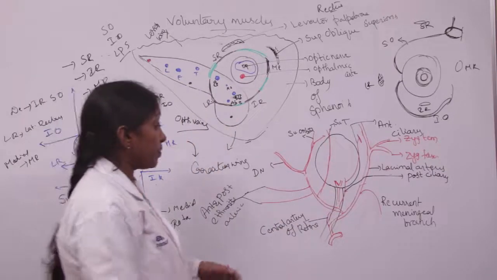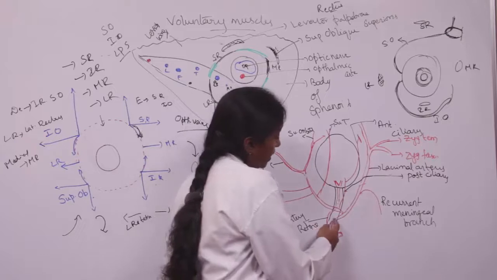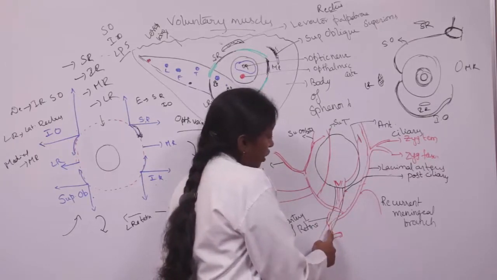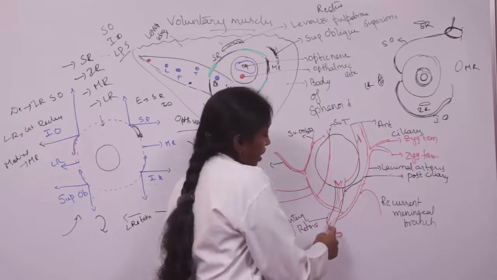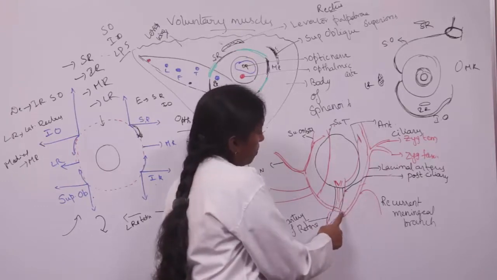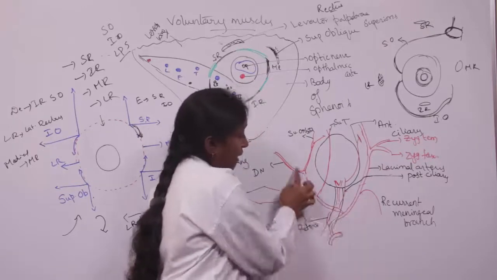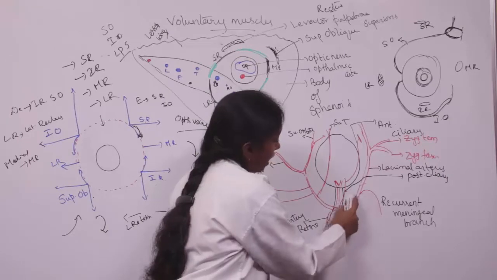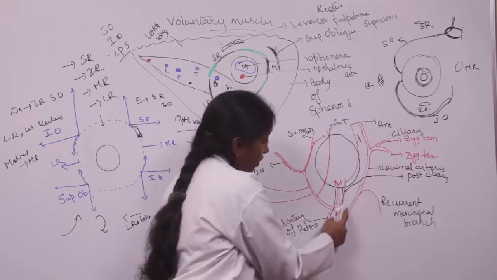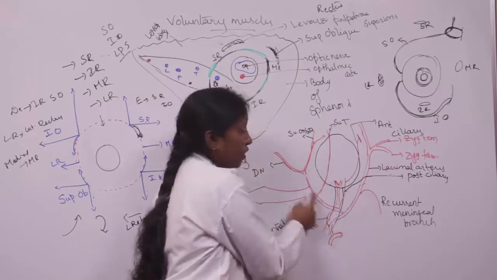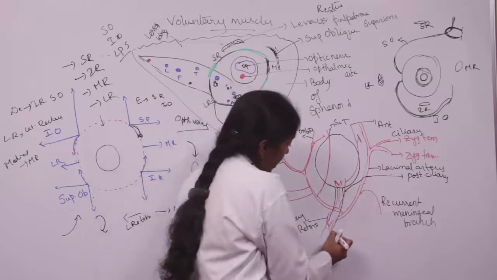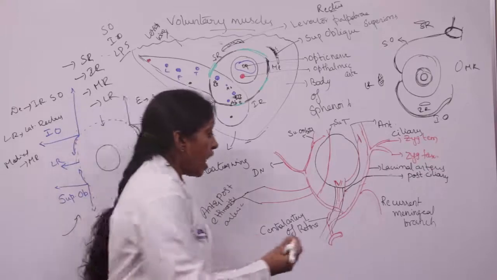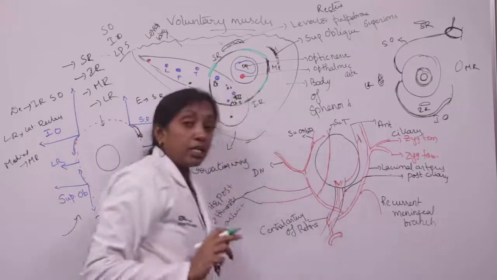And coming to the next one, we know that the artery crosses the optic nerve from lateral to medial side. This is the lateral aspect and this is the medial aspect. This is the ophthalmic artery, and it reaches the medial aspect by crossing over the optic nerve. And here we can see this is the central artery of the retina.